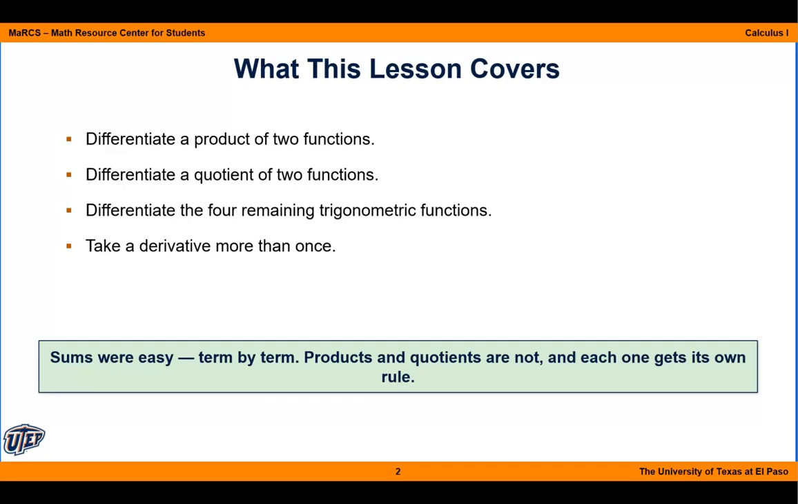Up to this point, we differentiated sums term by term. Products and quotients require their own rules because differentiating the two parts separately and then multiplying or dividing the results does not generally give the correct derivative. The main question is this: when a function is built from two changing functions, how do we account for the change in both?